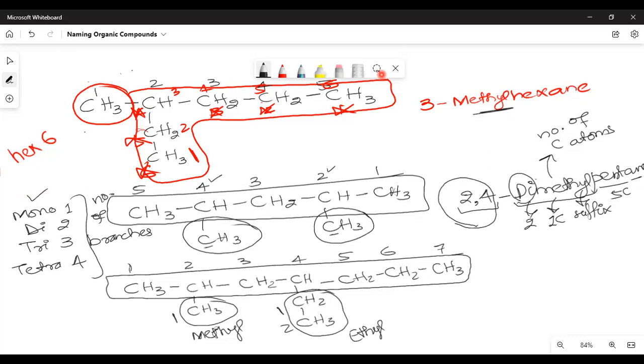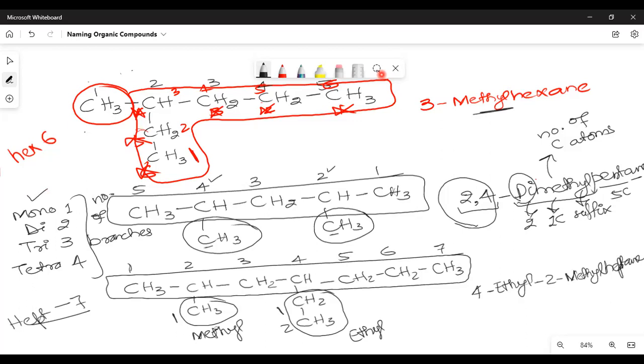Make sense? Yeah. Okay. So what I'm going to do is put the numbers over here. So it is 4 ethyl, 2 methyl, and since hep means 7, that's methylheptane. Make sense? That's how two different branches are named.